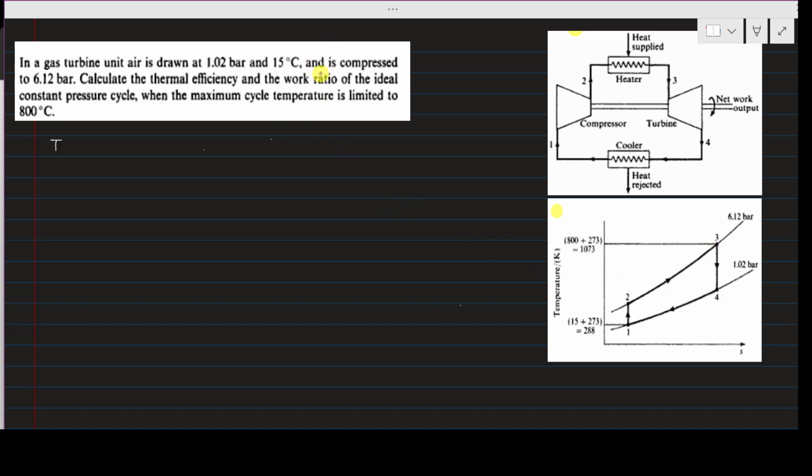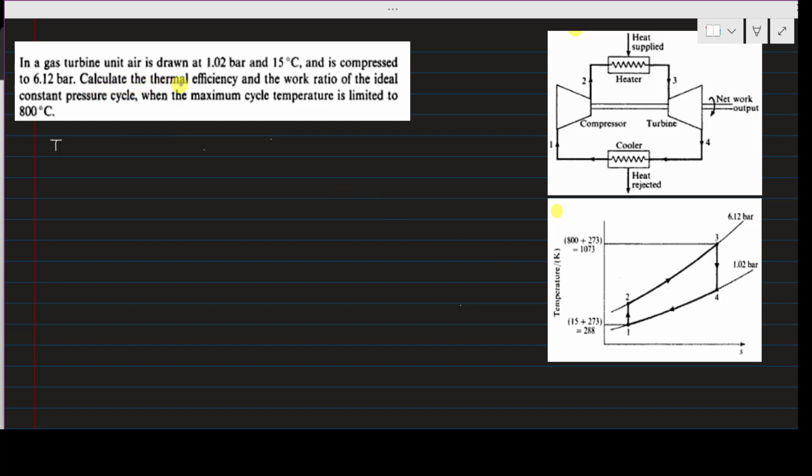Next, it is compressed to 6.12 bar. The purpose of the compressor is to increase the pressure of the fluid. So between points 1 and 2 there is a compressor installed, and the pressure increases from 1.02 up to 6.12 bar. So this is a constant pressure line, and the pressure at point P2 is the same as P3.